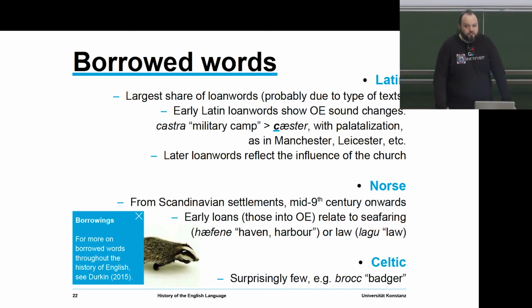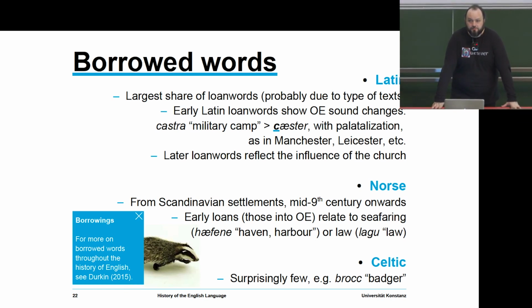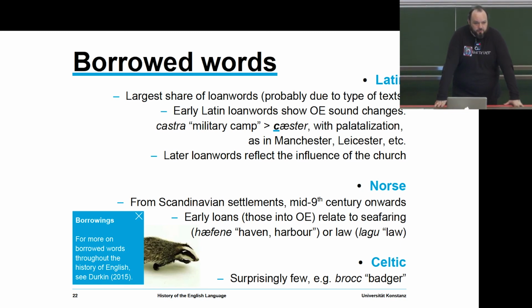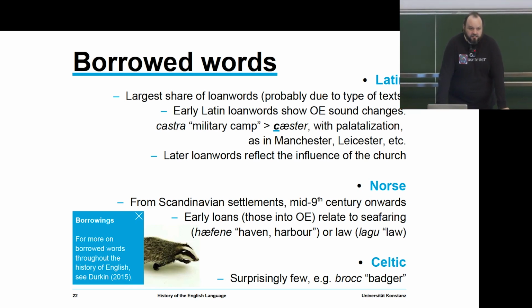We also find loanwords from Scandinavian or Norse. From the 9th century onwards, we get Scandinavians settling in England, not just Vikings, because these were not raiders so much as people who wanted to come and settle and farm. And the early words that are borrowed from Norse reflect the things that the Norse were good at. So they are particularly loans related to seafaring. So the word haven, meaning a harbour, also German Hafen. In Old English, this actually comes from Norse. It's a borrowing from Scandinavian.